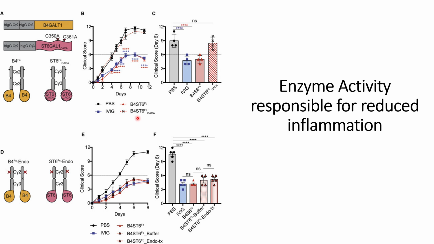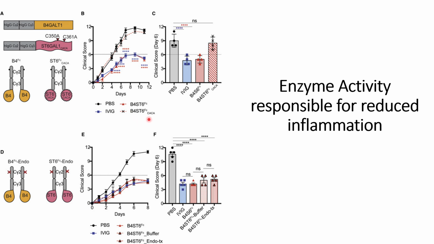They were able to see that when they used B4ST6FC Kaka, the inflammation does not go down, and it is in line with the results obtained for the control, that is PBS. Whereas for the other cases such as IVIG and B4ST6FC, they see reduced inflammation.